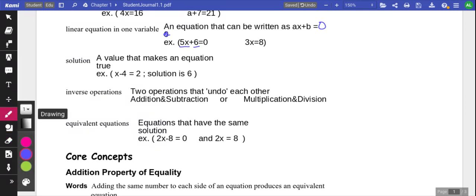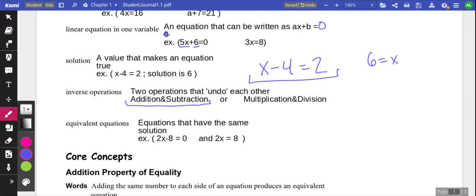Okay, so x minus 4 equals 2. We know that the solution is 6. The value that makes this equation correct is 6. When x is equal to 6, this is true. Inverse operations are two operations that undo each other. Addition and subtraction are one inverse operation. Addition is the opposite of subtraction, and subtraction is the opposite of addition. Multiplication and division are also inverse operations. They undo each other.